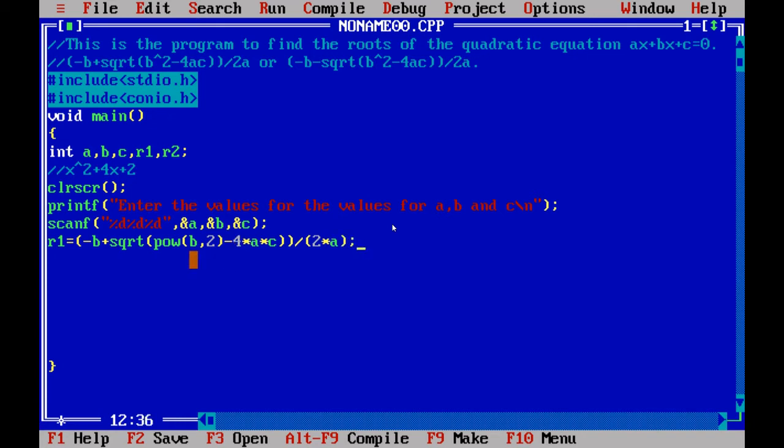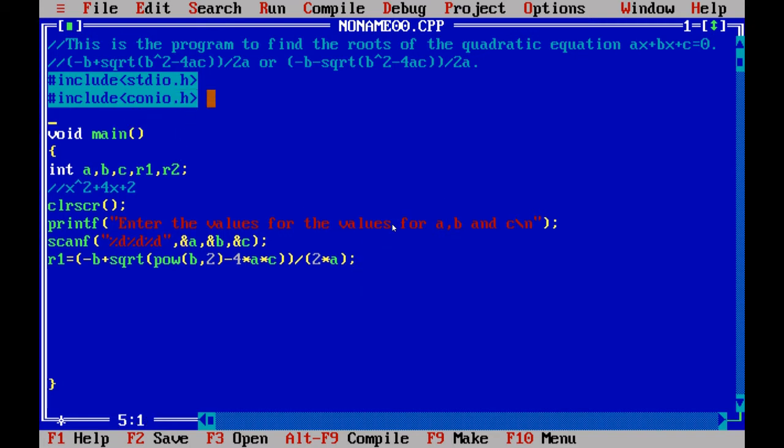But while making use of mathematical functions such as square root and power, we have to include the header file. So include math.h.